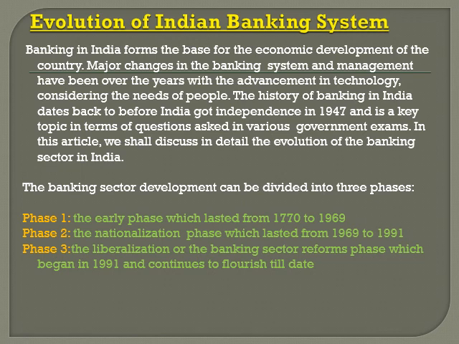The banking sector development can be divided into three phases. First phase is the early phase, which lasted from 1770 to 1969, when former Prime Minister Smt. Indira Gandhi nationalized 16 banks in 1969. Second phase, the nationalization phase, which lasted from 1969 to 1991, nationalization by Indira Gandhi. Phase 3, the liberalization or the banking sector reforms phase, which began in 1991 and continues to flourish till date.